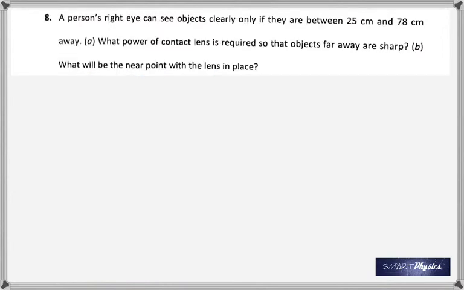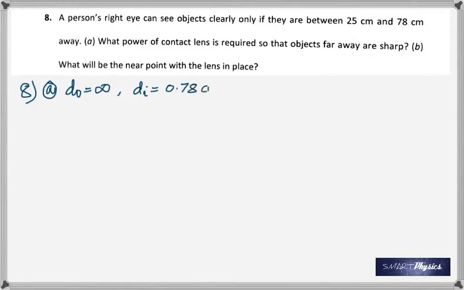A person's right eye can see objects clearly only if they are between 25 and 78. What power of contact lens is required so that objects far away are sharp? Or what will be the near point with the lens in place? So this person can only see objects between 25 and 78. And the question is, he must be able to see objects at infinity. Okay, so DO is infinity.